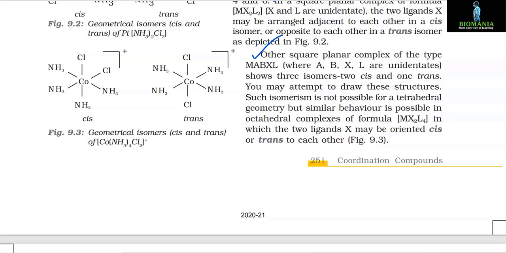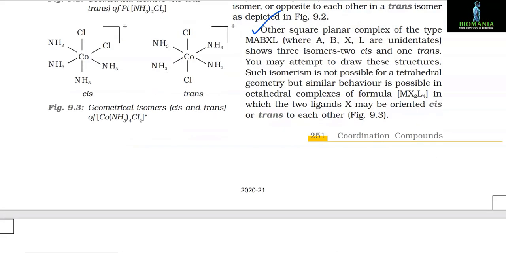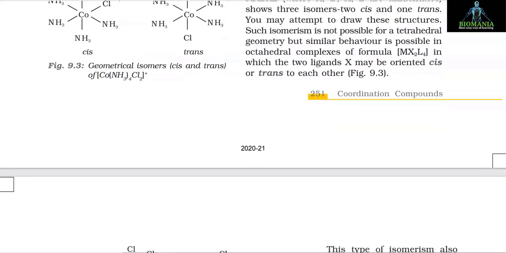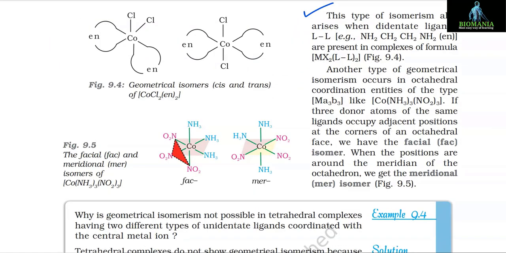Such isomerism is not possible for a tetrahedral geometry, but similar behavior is possible in octahedral complexes of formula MX2L4, in which the 2 ligands X may be oriented cis or trans to each other. This type of isomerism also arises when didentate ligands, that is LL, for example NH2CH2CH2NH2 (en), are present in complexes of formula [MX2(LL)2], figure 9.4.